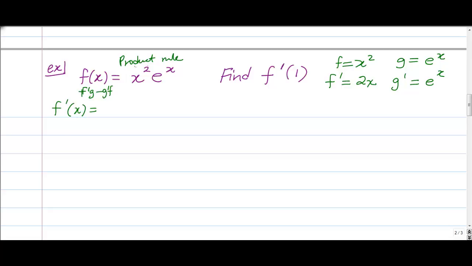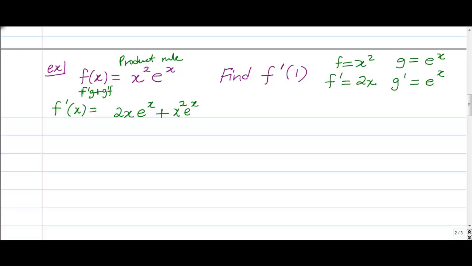So the derivative of this big guy, this function, is f prime x. So this big guy, f prime x, is f prime, which is 2x, times g, which is e to the x. There should be a plus, sorry. F prime g plus g prime f. Plus g prime is e to the x times f, which is x squared. So I'm just going to write the x squared here. Okay? That's standard form.